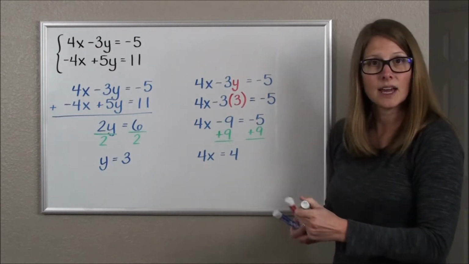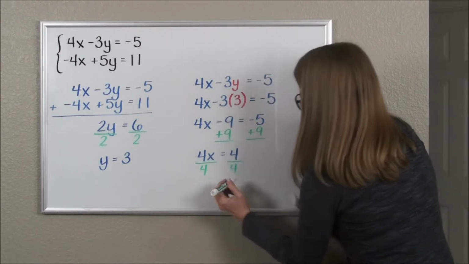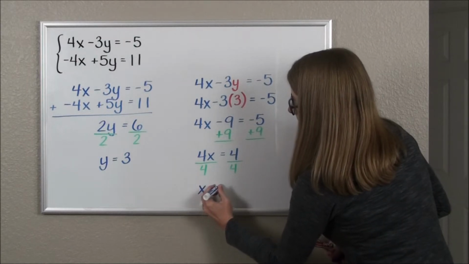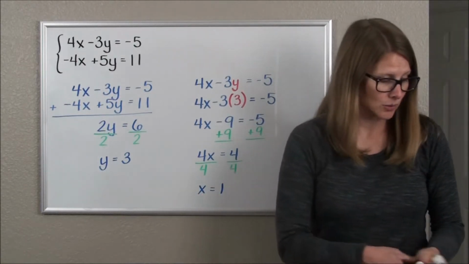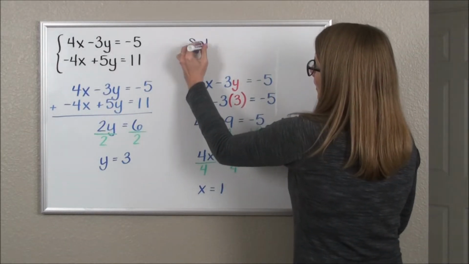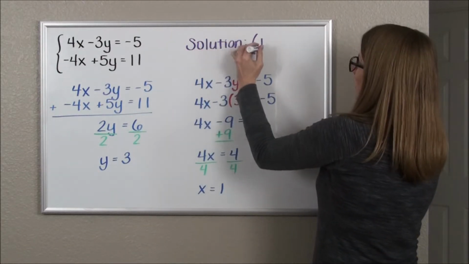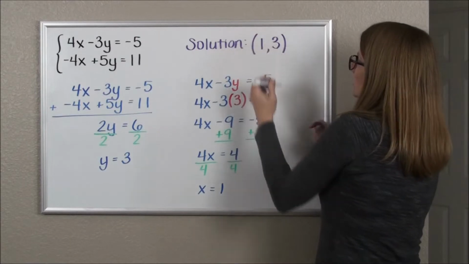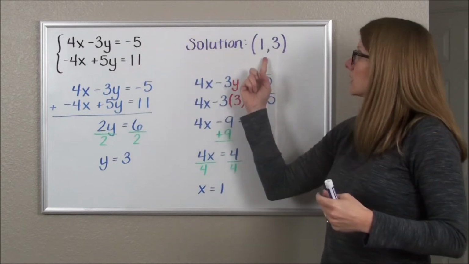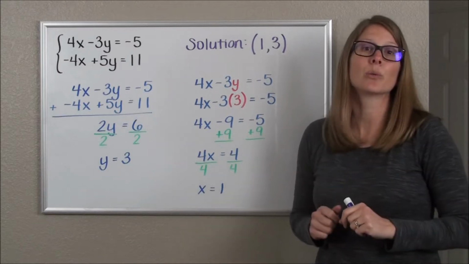And now to isolate the x, we'll divide by 4 since that's attached by multiplication. And so now x equals 4 divided by 4, which is 1. And I now have an x-coordinate as well as the y-coordinate. So now I can write my solution as an ordered pair, x comma y. In this case, it will be 1 comma 3. So again, if I had graphed these lines on a coordinate plane, those lines would intersect at the point 1 comma 3.